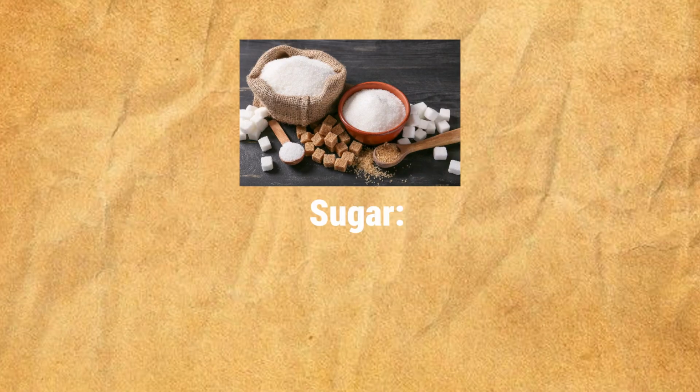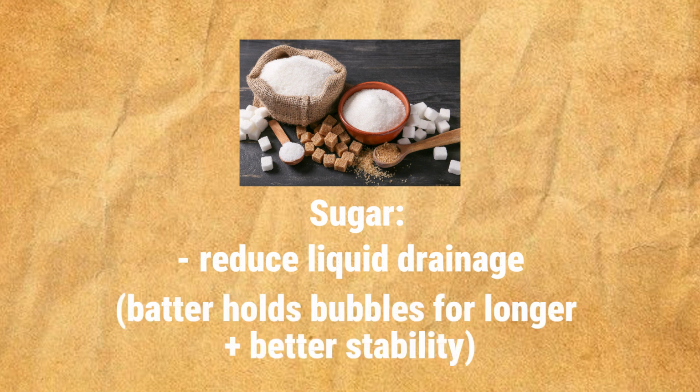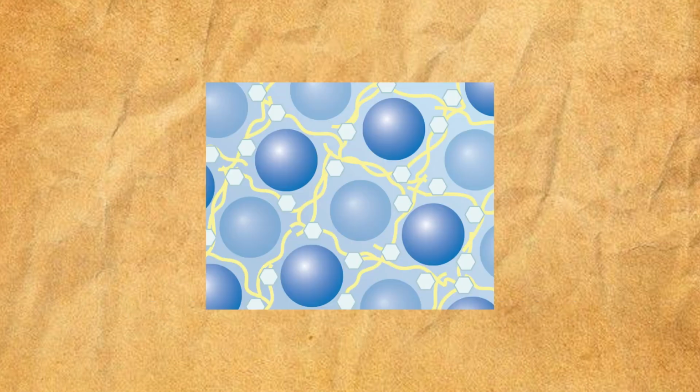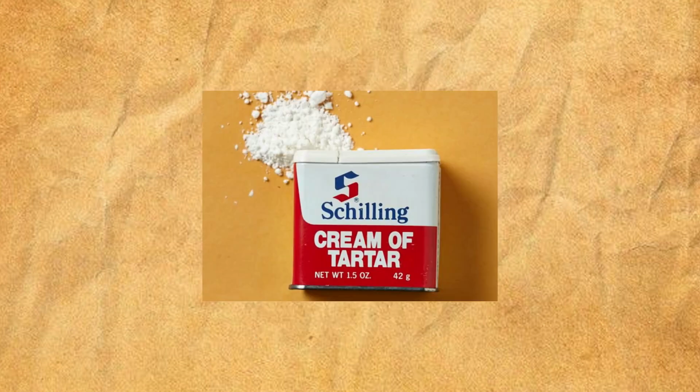The sugar is important in reducing liquid drainage of the continuous phase, which means the batter is able to hold its bubbles in for longer and maintain better stability. The sugars have favorable interactions with proteins that allow the proteins to essentially be nicer to each other when they're doing circle time. This makes the bubbles more stable and therefore also stabilizes the continuous phase on the macro scale. The acids also make the batter more stable, but for a different reason.